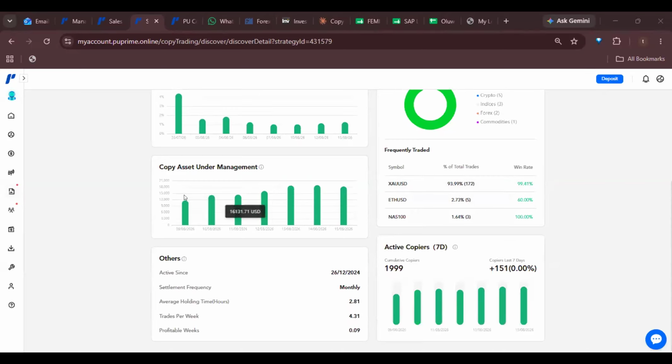Another thing is you can also look at the copy asset under management. What do I mean by copy asset under management? It tells us about the totality of funds that this person is managing, including your own funds too. For this person, it is roughly around $18,000, getting close to $21,000 that this person is managing. This particular trader has been active since 2024.